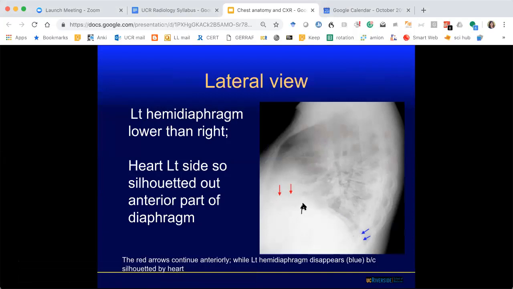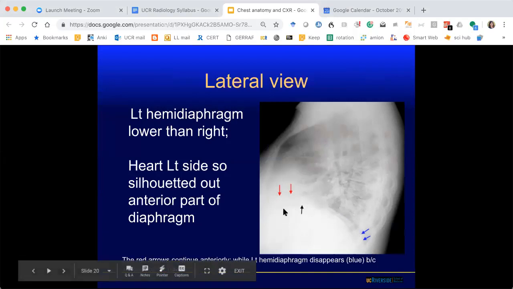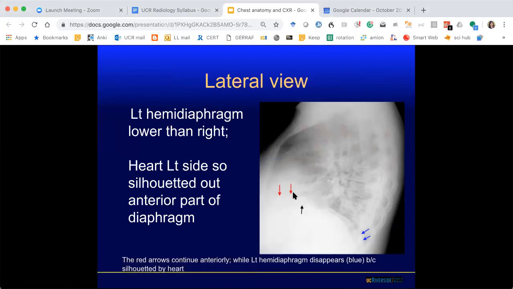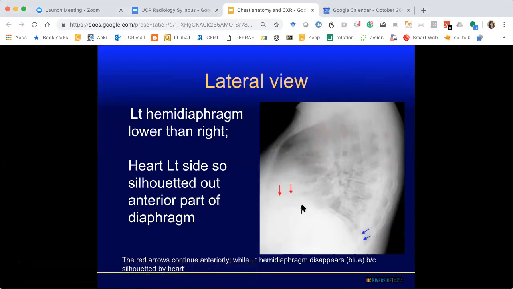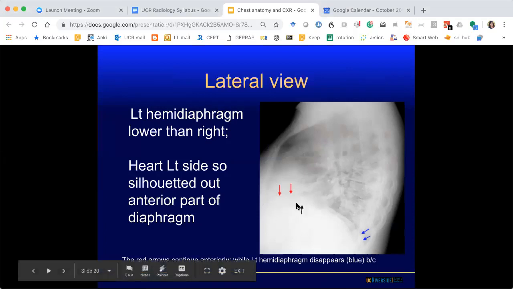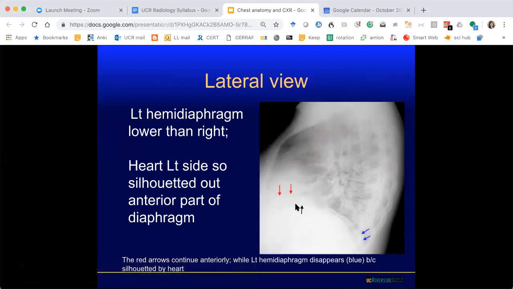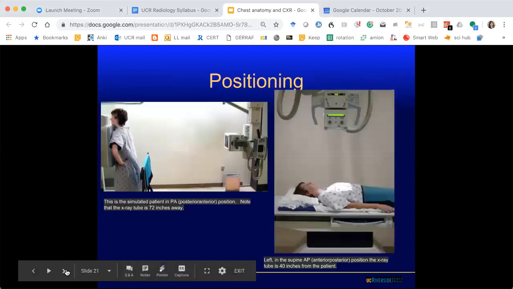I'm not sure what the question is, but typically, if a structure is adjacent to another structure, it'll silhouette it out because they're the same density. So here, the red line, maybe it's not projecting well, but you can see the line extending anteriorly. So that's probably the right diaphragm. And then the left side, the side that has the heart, I don't see the boundary as well. So typically we say this is silhouetted out by the heart. So this is probably the left side. Hope this helps. If it doesn't, let me know.